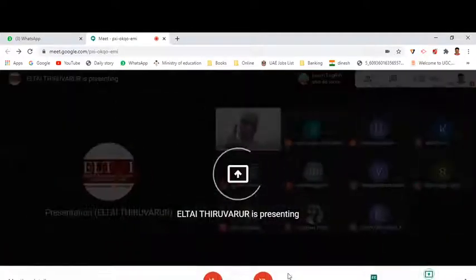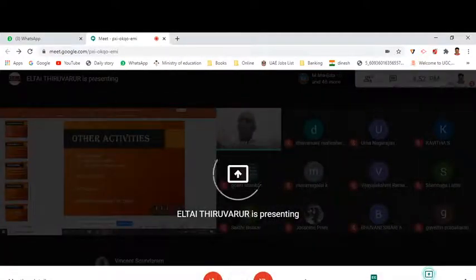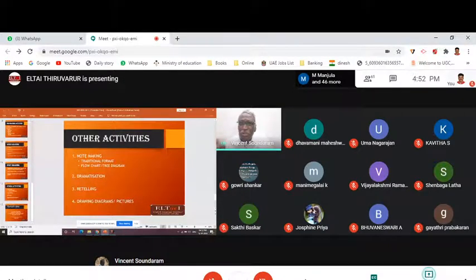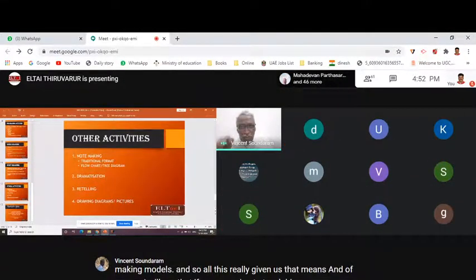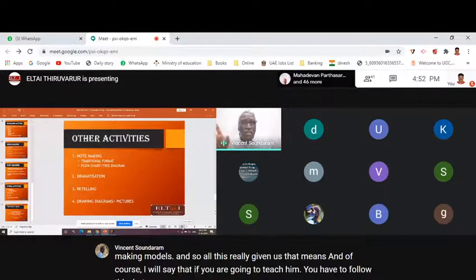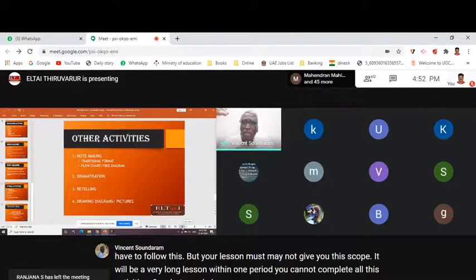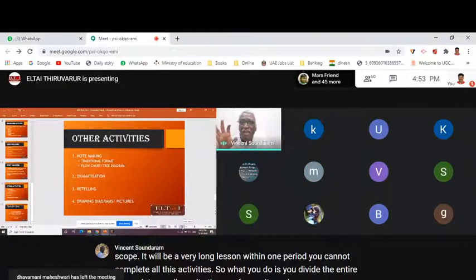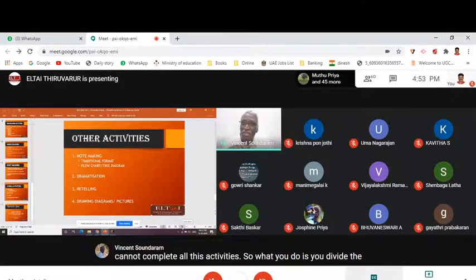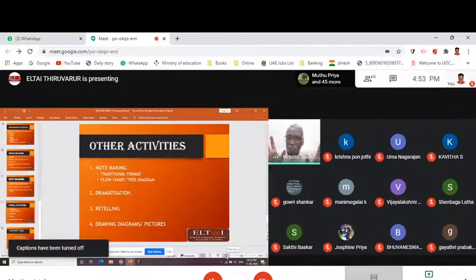And of course, I will say that if you are going to teach this, you have to follow this. But your lesson may not give you the scope. It will be a very long lesson. Within one period, you cannot complete all these activities. So what you do is you divide the entire lesson into smaller units. So we have 4 units. And for each unit you prepare these questions, these activities, and then give it to them. But that can come perhaps later.